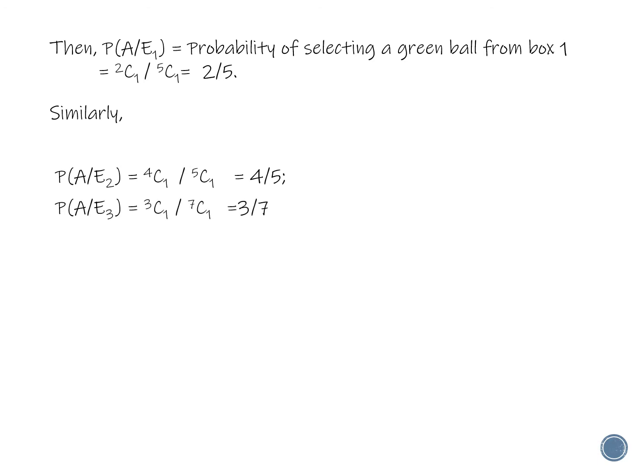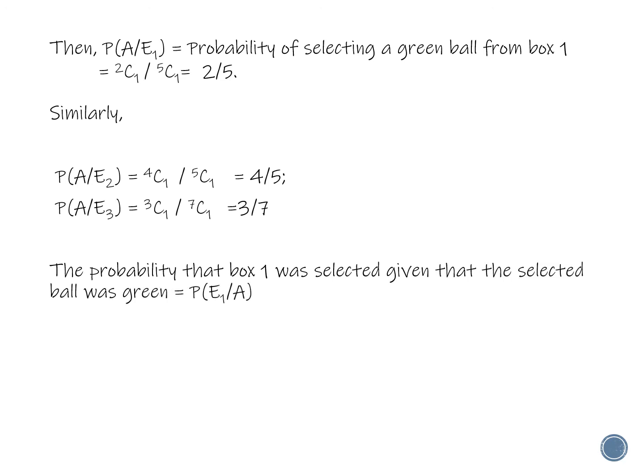Next we find probability of A given E3. Note that in box 3 we have 3 green balls and 4 red balls. So totally we have 7 balls. Out of 7 balls we have to choose 1 ball. So the existing number of cases is 7C1. Here in box 3 we have 3 green balls, so out of 3 green balls we have to choose 1 ball. So the favorable number of cases here is 3C1. So probability of A given E3 equal to 3C1 divided by 7C1, that is the same as 3 divided by 7.